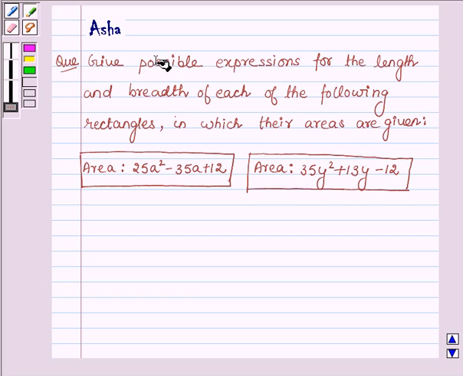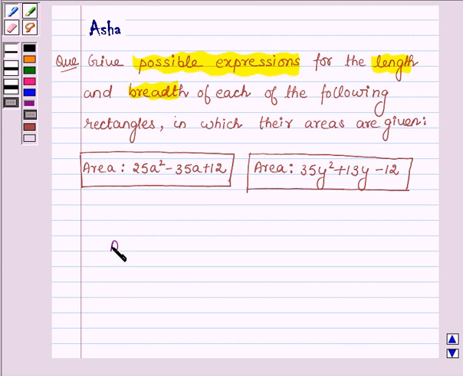It says, give possible expressions for the length and breadth of each of the following rectangles in which their areas are given. So as we know, the area of a rectangle is equal to length into breadth.